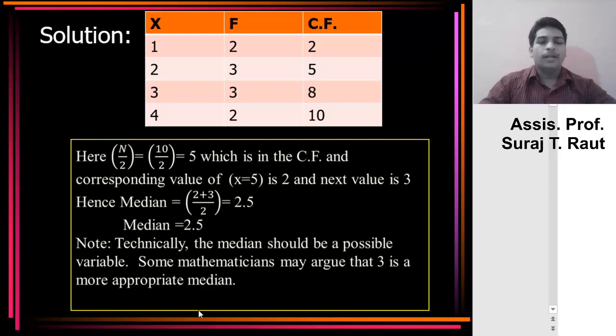Technically, a median should be a possible value. So mathematicians may argue that 3 is a more appropriate median.